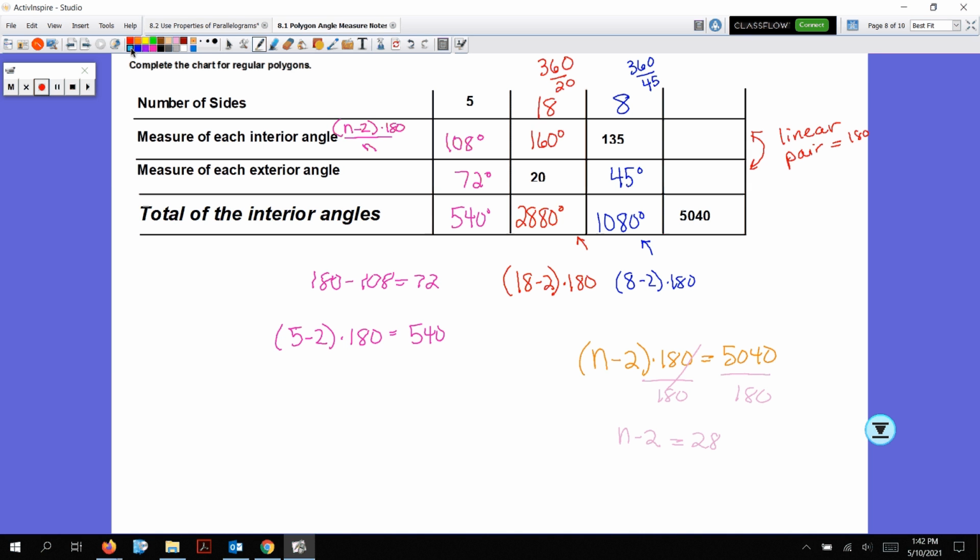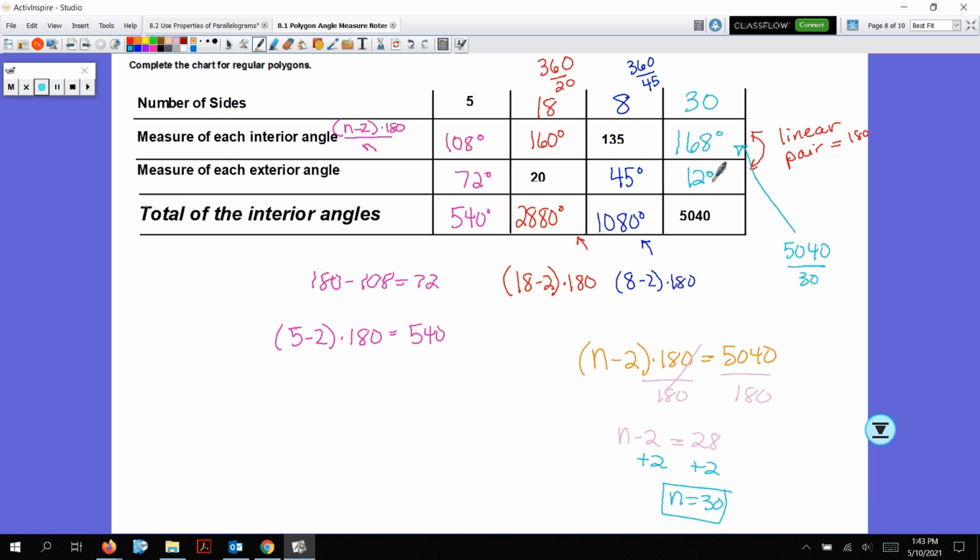And I'm going to add 2. Don't forget to add 2. n equals 30. Okay, so this is 30. To find each interior angle, 5,040 divided by 30 will tell us what each little angle is, which is 168 degrees. You could either subtract from 180, or you can take 360 divided by 30, and that will give you the same thing, which is 12. 12 degrees here for the exterior angle for a 30-sided polygon.